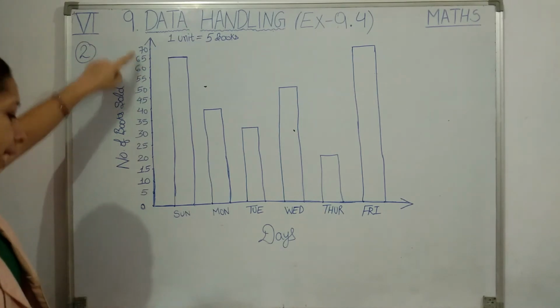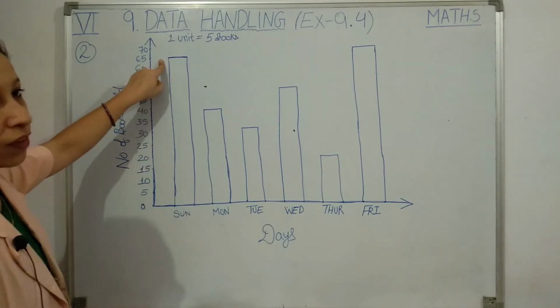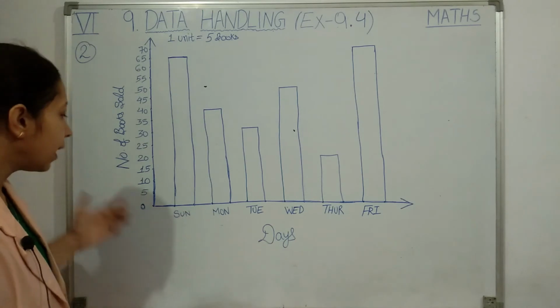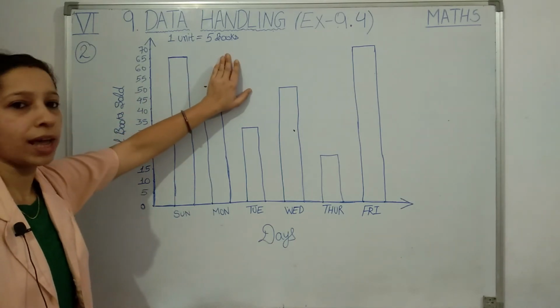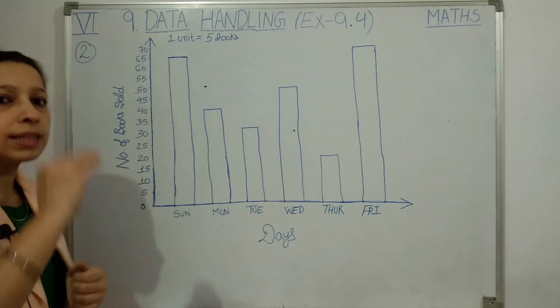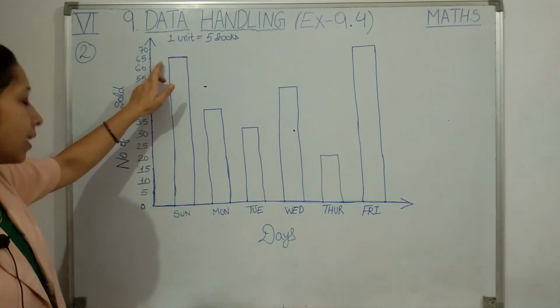70. Okay. Then for Sunday, the number of books sold is 65. So for Sunday I have shown 65 because I have taken 1 unit equal to 5 books. But again I am repeating, if you are taking 1 unit equal to 10 books, then also no problem. If you want to mark 65 between 60 and 70, you can draw your bar. Okay students, so for Sunday it is 65.